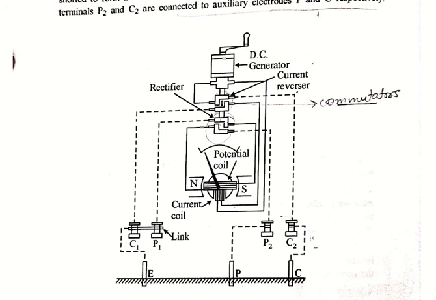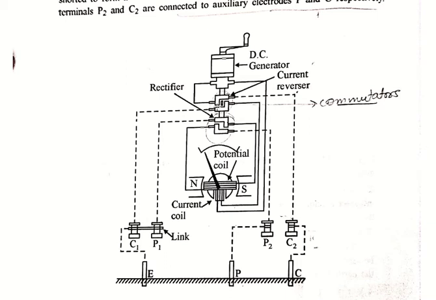Both of these additional features consist of a simple commutator. These are commutators made of L-shaped segments. They are mounted on the shaft of this hand driven generator. Each commutator has four fixed bushes, like 1, 2, 3 and 4.